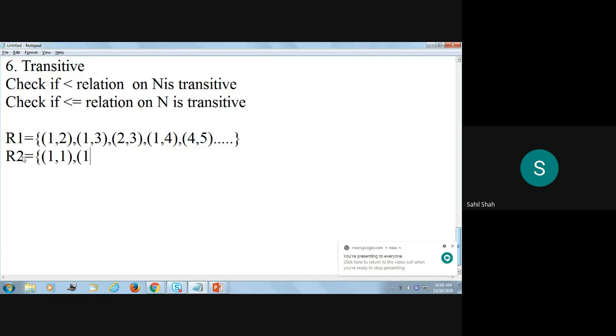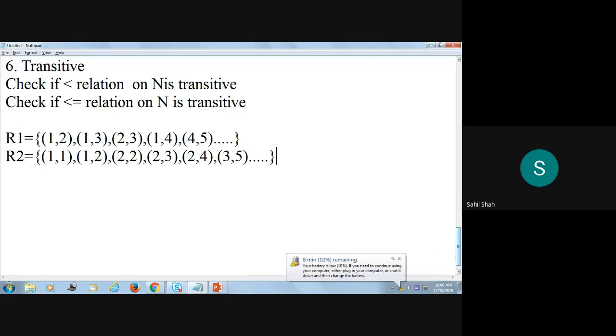1 1, 1 2, 2 2. I am taking just an example; you could have many more pairs present in the actual relation, so 3 5 and so on. So 1 1, 1 2. I am having the new pair 1 2, 1 2, 2 2. I am having pair 1 comma 2, 2 2, 3 2, 3 3, 3 5. I will certainly have 2 comma 5 present somewhere down the line. So both of the relations are transitive.